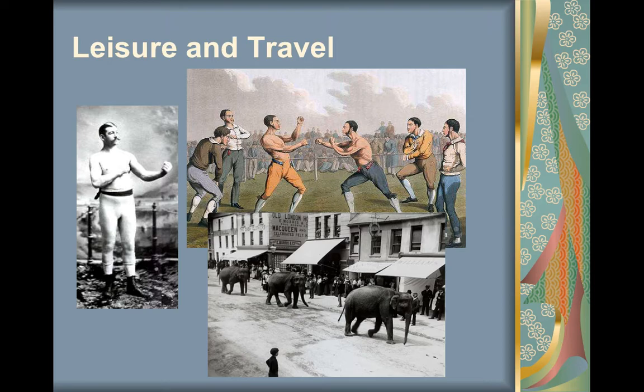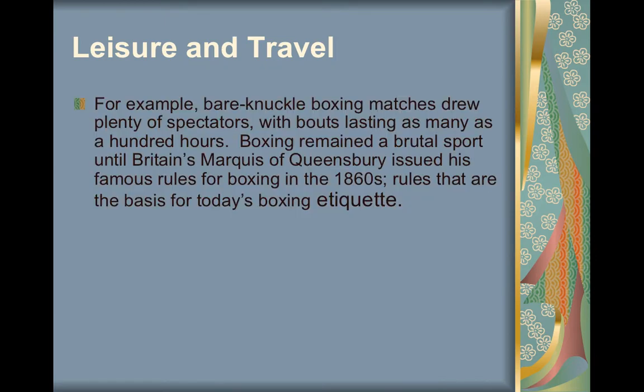Okay, leisure and travel, as you can see, there's a circus coming to town. There's also bare knuckle boxing. During this time period, it's almost a precursor to MMA. There were no real rules, and you could have 100 rounds, two or three minutes a round, 100 rounds until somebody couldn't move or was incapacitated.